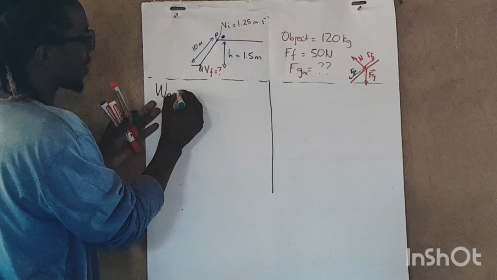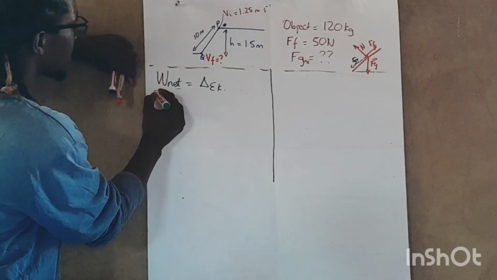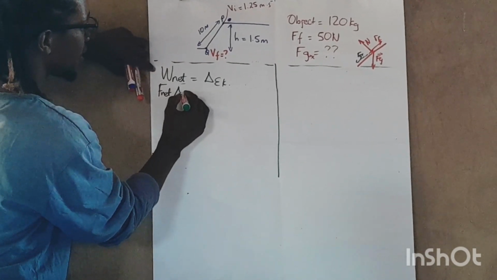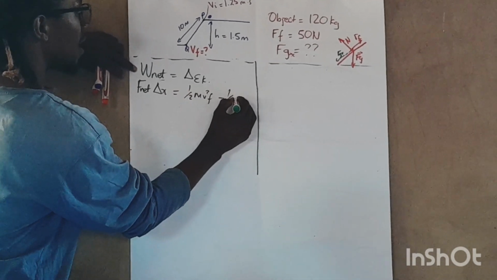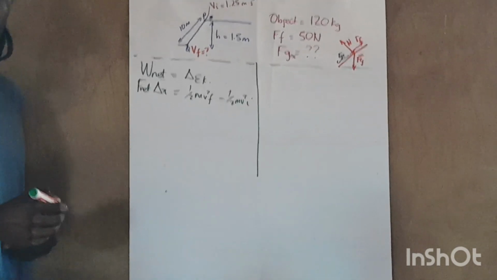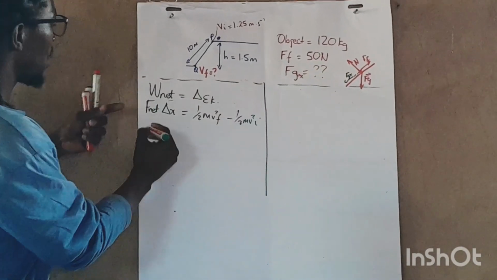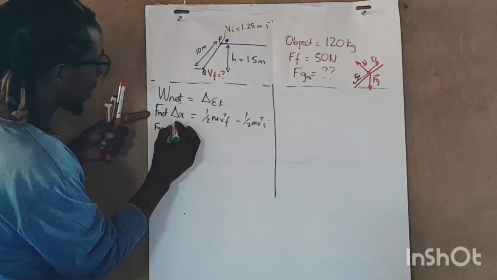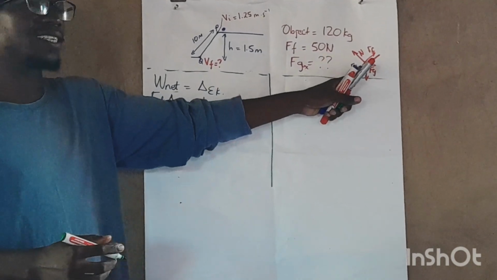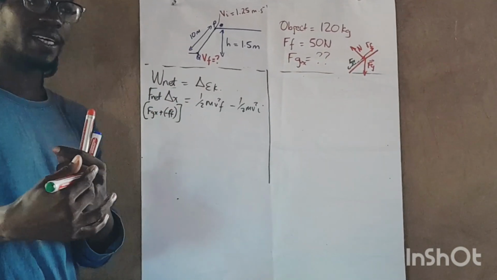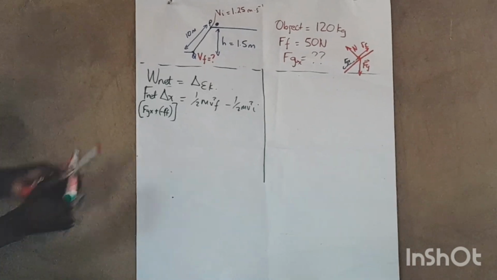The work energy theorem says that work net is equal to the change in EK. So this is F net multiplied by change in x, equals half mv squared final minus half mv squared initial. In our F net, how many forces are we talking about? We're talking about Fg at x and the frictional force. So this is Fg at x minus the frictional force. Why Fg at x positive? Because Fg at x is working with where the object is going, so this is a positive force and the friction will be a negative force. Does it make sense?